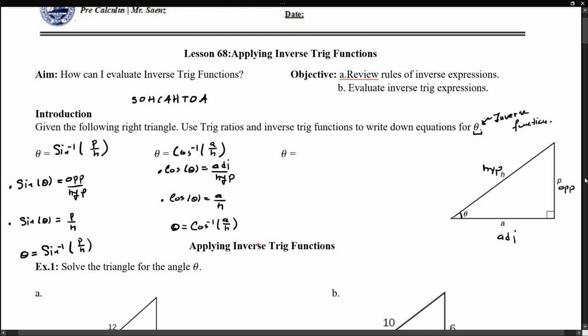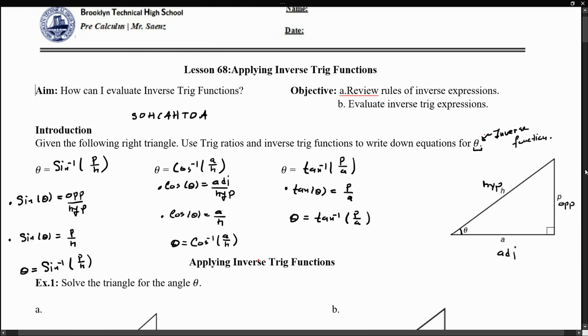Well, let's define theta a different way. Let's use tangent now. Let's never forget about tangent. So the tangent of theta is opposite over adjacent, where opposite is P and adjacent is A. So therefore, if the tangent of the angle is P over A, then the angle is the inverse tangent of P over A. So notice that what we have done is we have reviewed how to properly define theta in terms of inverse trig functions. But now let's actually use this information to solve certain situations.